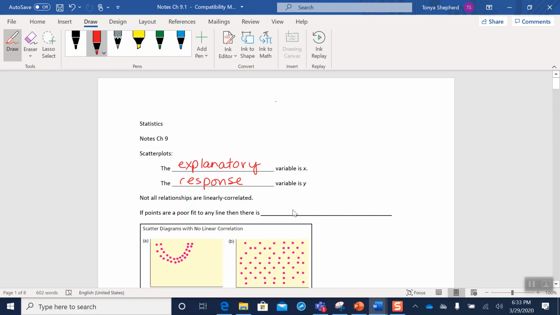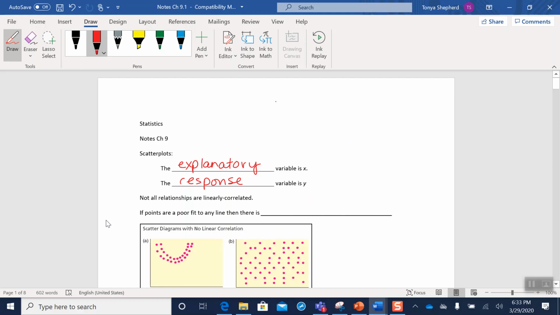In Chapter 9, what we're going to be looking at are some scatter plots to determine whether or not our variables have any sort of linear relationship between them. There are lots of other relationships in math, but at this level of statistics, we're just going to be looking at whether or not the data seems to be related in some sort of linear fashion.